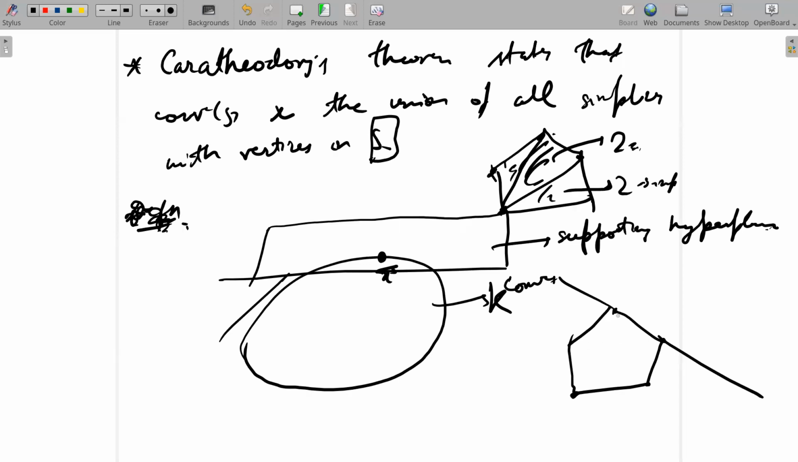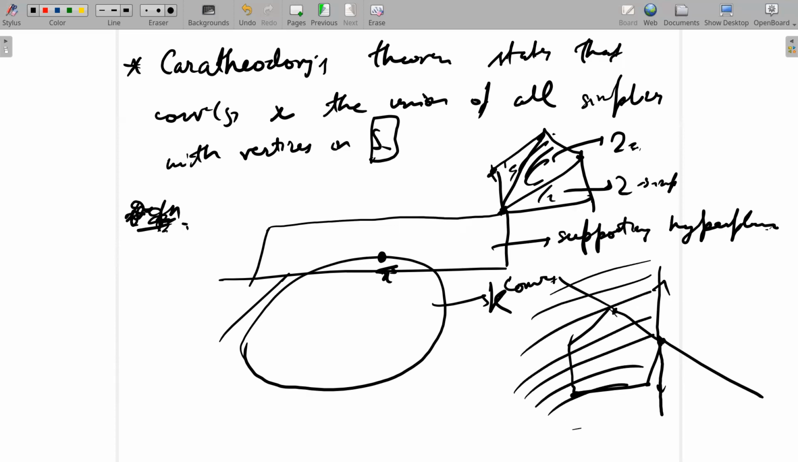Okay, so this is a supporting hyperplane. Even this is a supporting hyperplane. Through this vertex, this line is a supporting hyperplane because there is a half space which contains this convex set. So such hyperplanes or half spaces are known as supporting hyperplanes, or supporting half spaces, for a convex set.